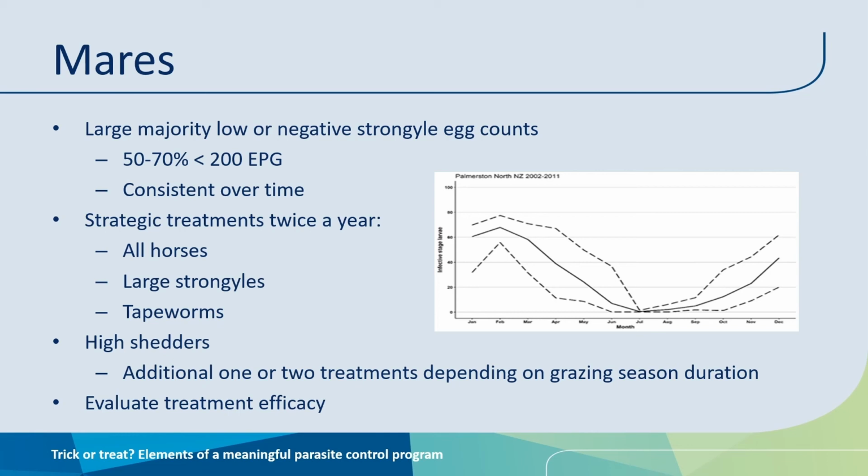Typically, we would treat those in the middle of the grazing season. Depending on how long that grazing season is, we could even treat a high shedder an additional time. So a high shedder might get up to 4 treatments in a year, depending on the duration of the grazing season, whereas a low or negative horse will only get 2 treatments. And again, in those that are egg count positive, it is important to evaluate treatment efficacy routinely.